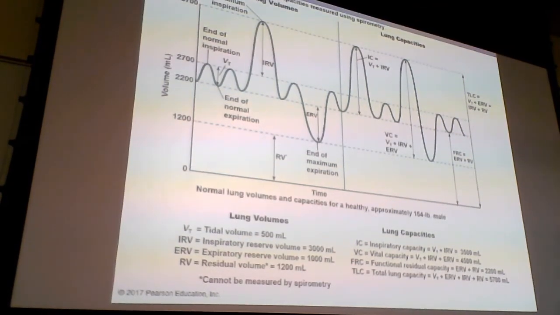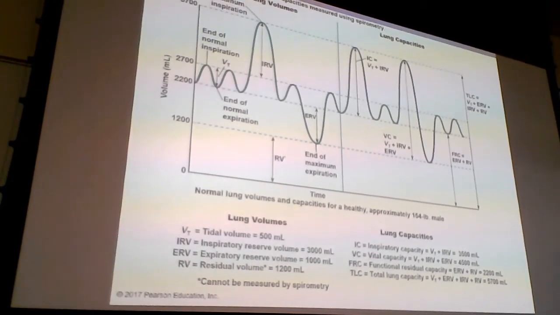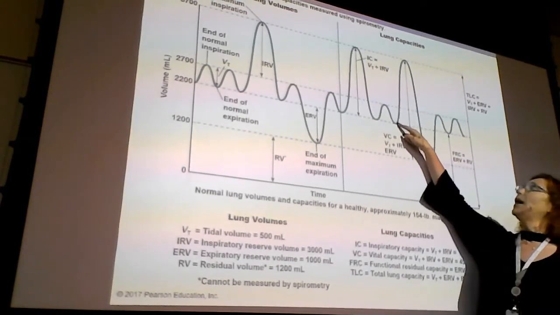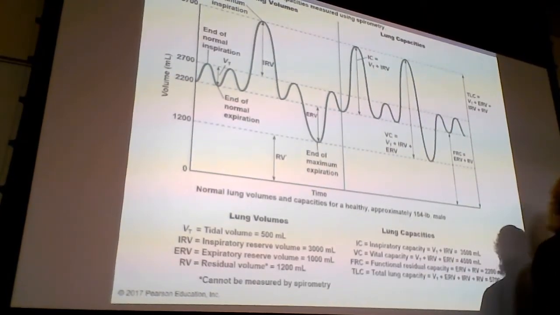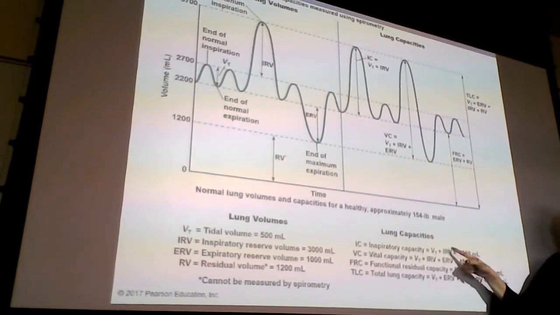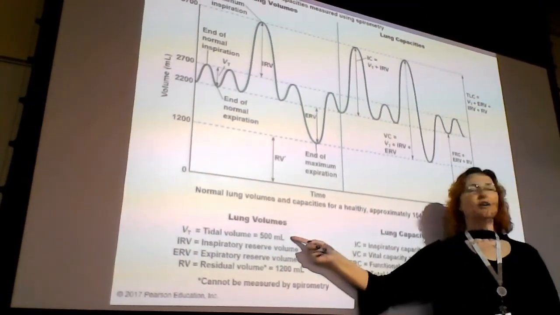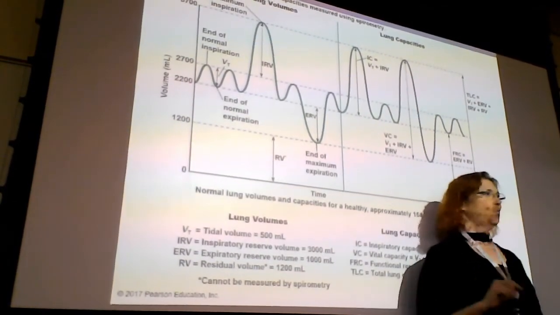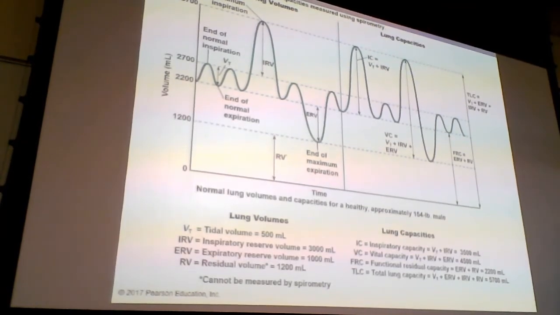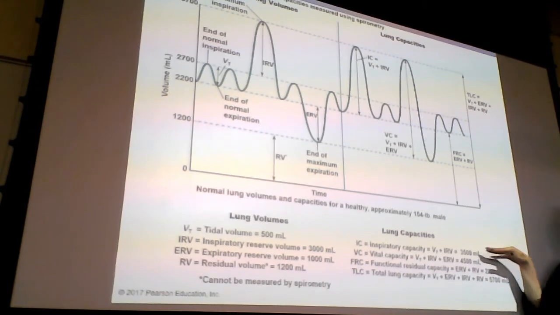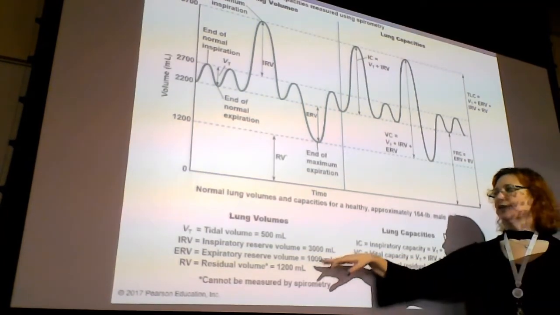So my inspiratory capacity, the total amount of air that I can inhale, is my tidal volume plus whatever else I can get in there. So my inspiratory capacity is my tidal volume and my inspiratory reserve volume. We said tidal volume is about 500 mLs, inspiratory reserve is about 3,000 mLs. So my capacity, the maximum amount of air that I can inhale, and remember these are averages, is 3,500 mLs.